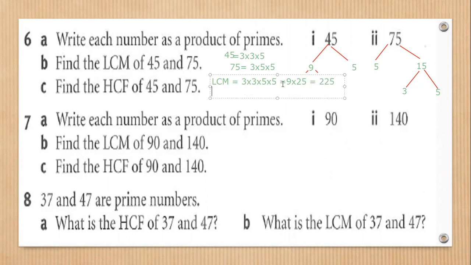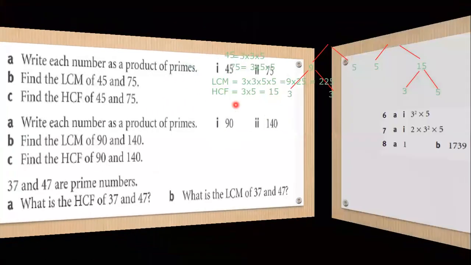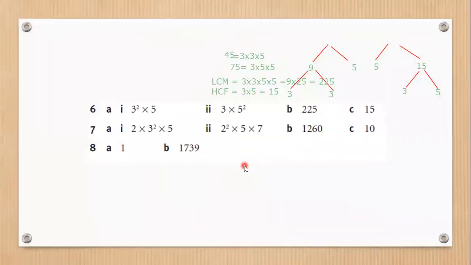So what is our HCF? Which numbers are we selecting here for HCF? The common numbers. Okay, so 3 and 3 one time common, so we write 3. 5 and 5 one time common, so 5. So what is the answer here? 15. So let's check whether we are right or wrong. Yeah, 15 and 225. That is your B part, that is your C part.